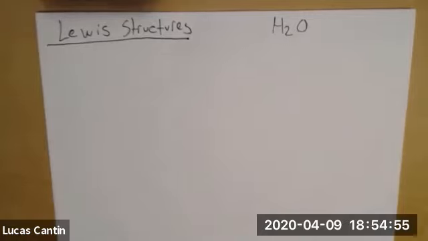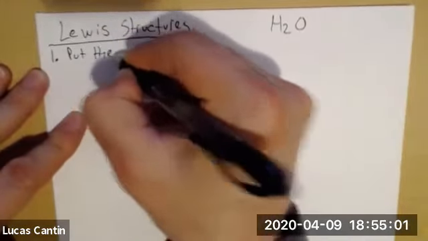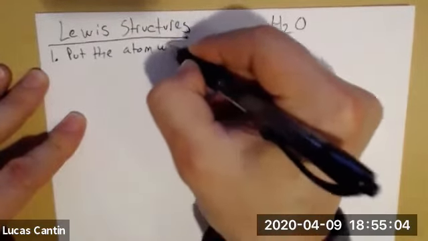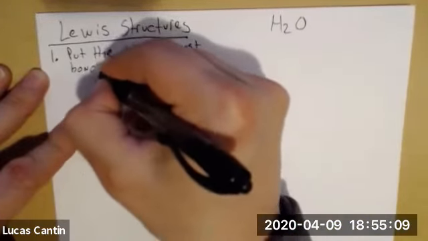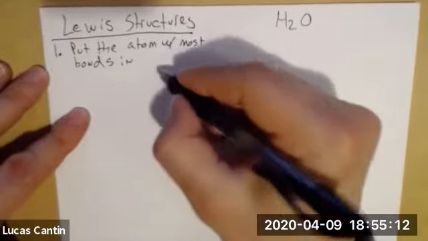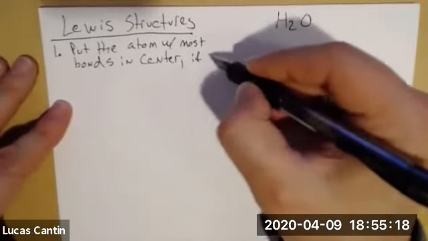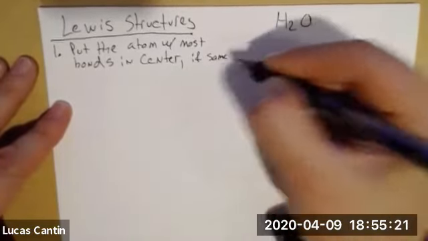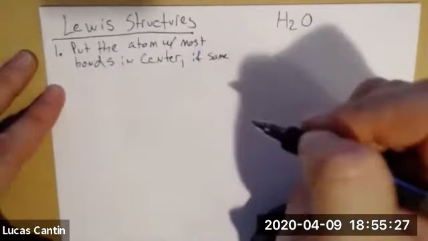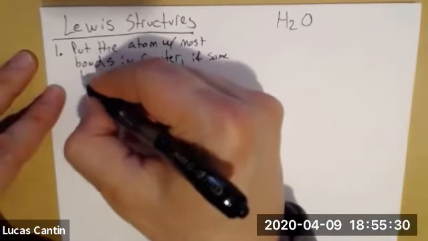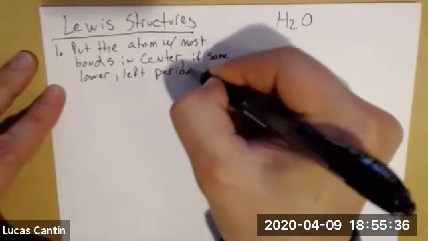Perfect. All right, so the first step is put the atom with the most bonds in the center. And I'm going to have a caveat for this rule. If they're the same number of bonds, not the same atom, then if they make the same number of bonds, you choose the one that is lower or left on the periodic table.